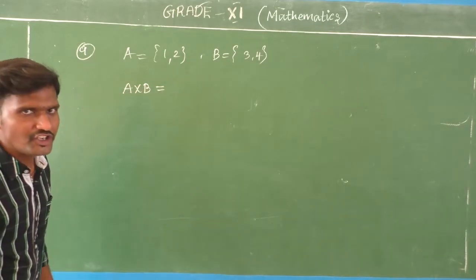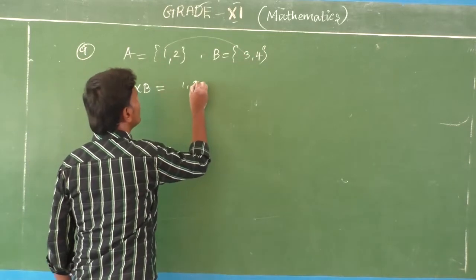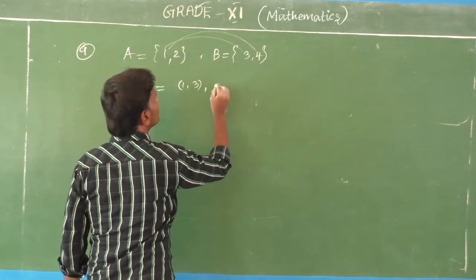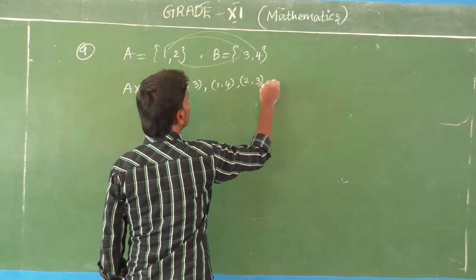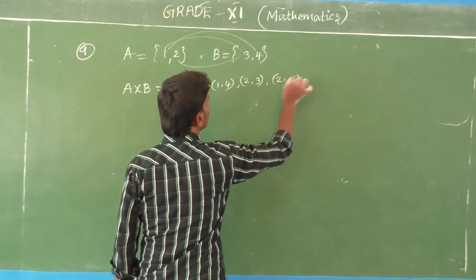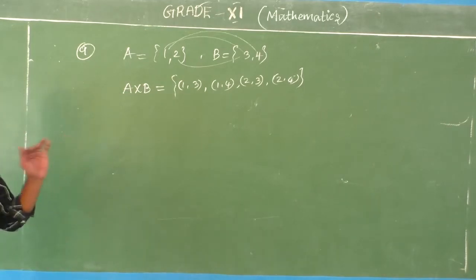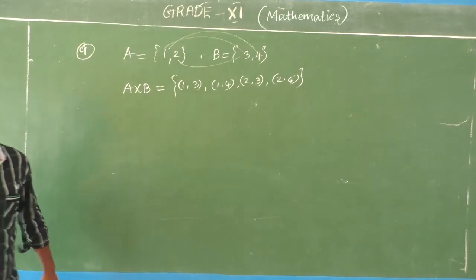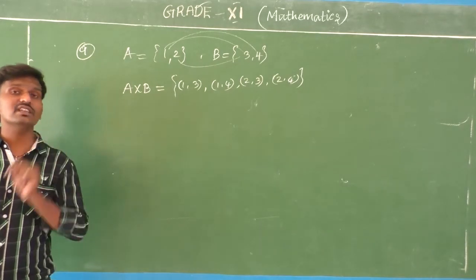From the Cartesian product in your previous exercise, it is (1, 3), (1, 4), (2, 3), (2, 4). So this is your Cartesian product, this is your A cross B. From A cross B we have one formula, the formula for the number of subsets. What is the formula?